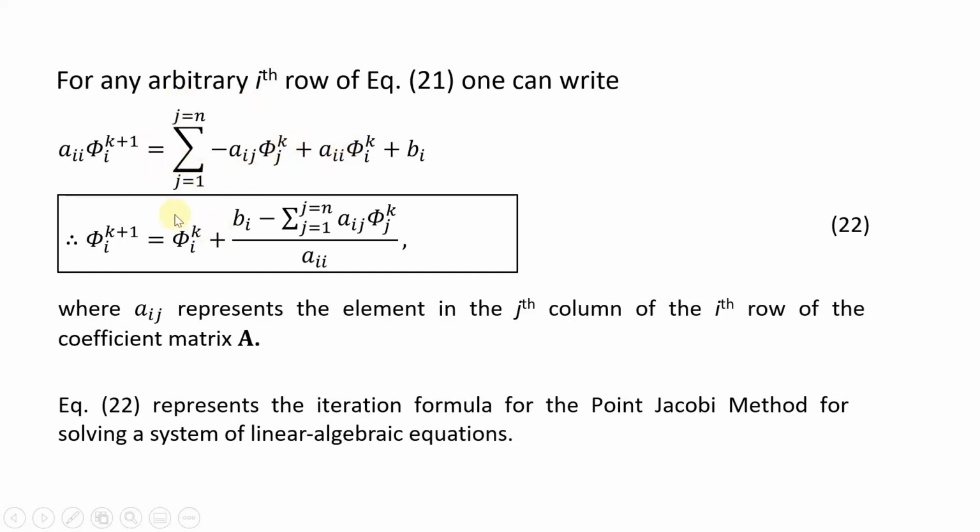So that's why we get j equal to 1 to j equal to n minus a_ij phi_j from the kth iteration. And when we simplify these terms and divide by the coefficient of phi_i, that is a_ii, we get that phi for the ith row in the k plus 1 iteration is equal to the right hand side. In the right hand side, all the terms are known. And this is the point Jacobi iterative method.